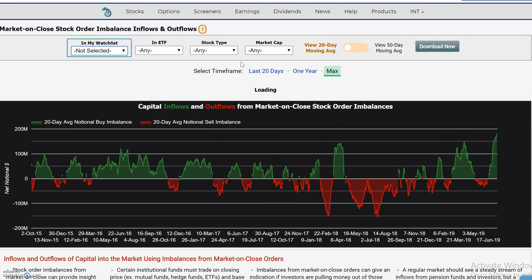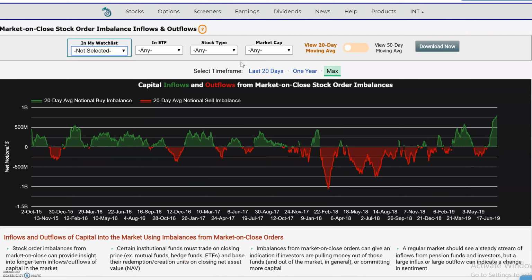So this is how the market on close order imbalances are printed on the tape at the end of the day.